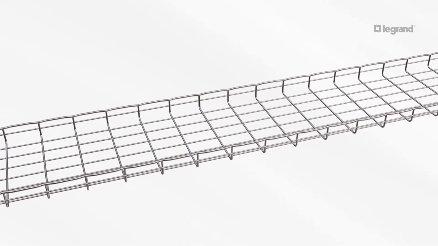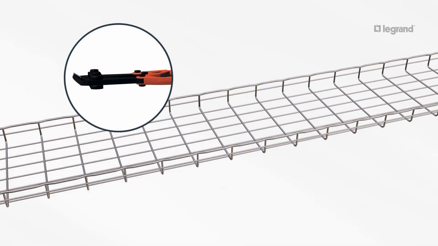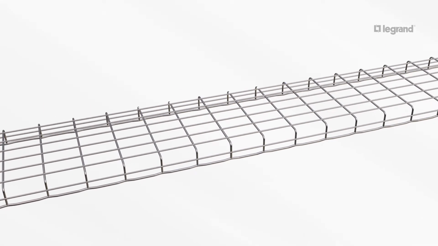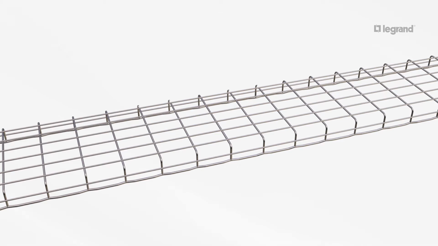To cut the tray to length or to a variety of forms, such as sweeps and elbows, use a bolt cutter with a 45-degree head and make all cuts tight to the crosswire intersections for a smooth, safe cut. Always begin cutting the bottom wires first, with the tray upside down. Rest the lower jaw against the crosswire.